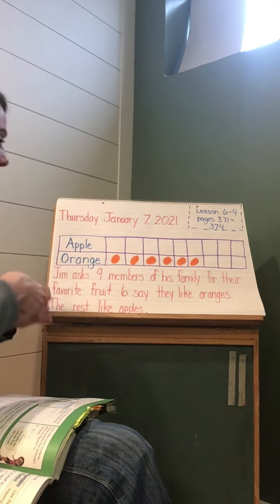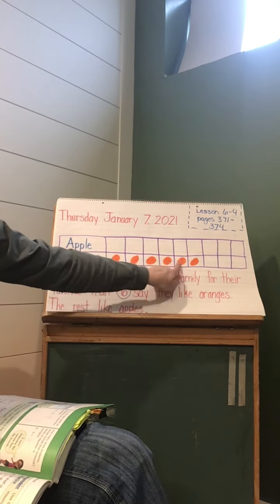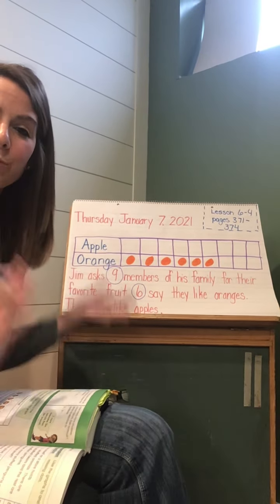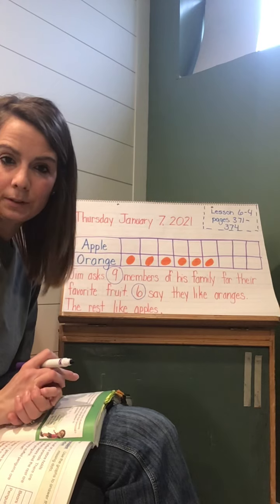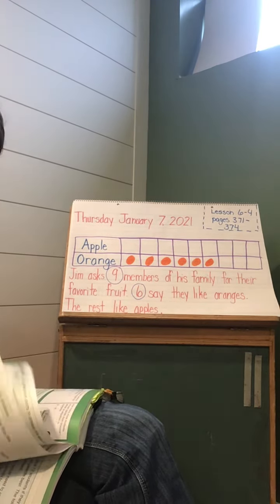Now, Jim asks 9 members of his family for their favorite fruit. 6 say they like oranges. So we have 1, 2, 3, 4, 5, 6 people chose orange, okay? The rest like apples. Now, how can I figure that out if the rest like apples? Well, I know that 9 people voted, right? They chose their favorite fruit.